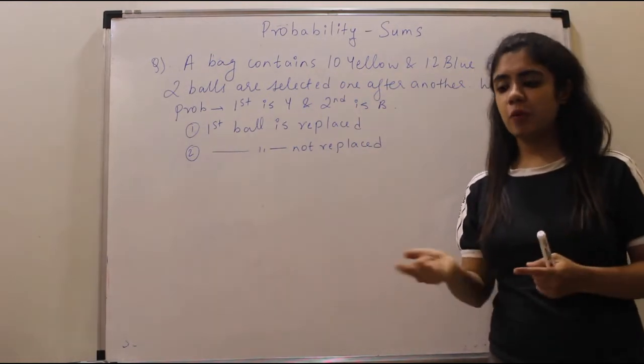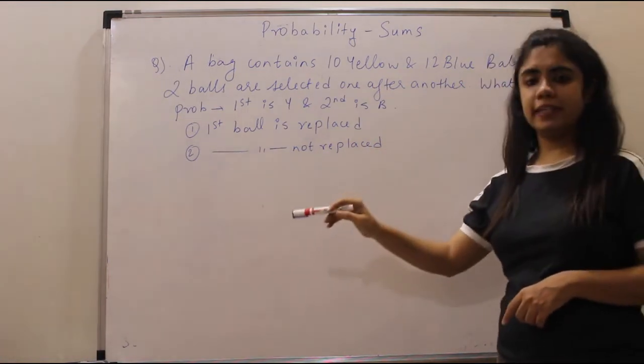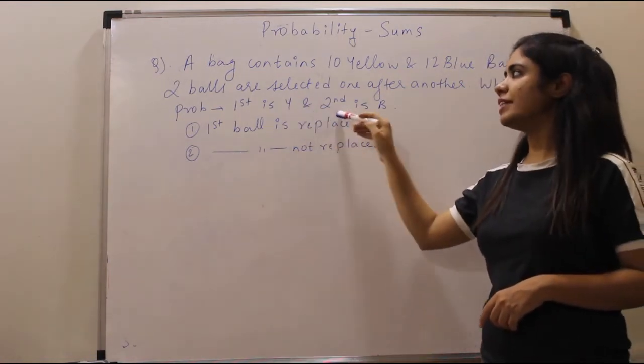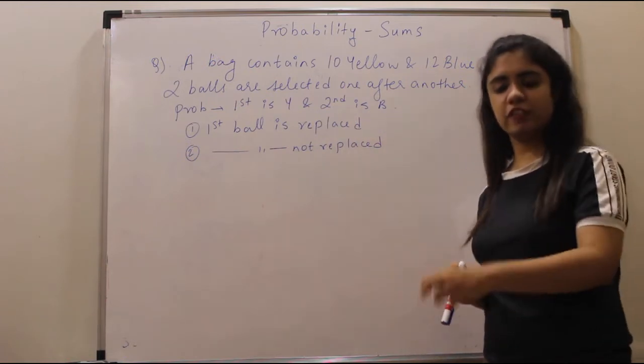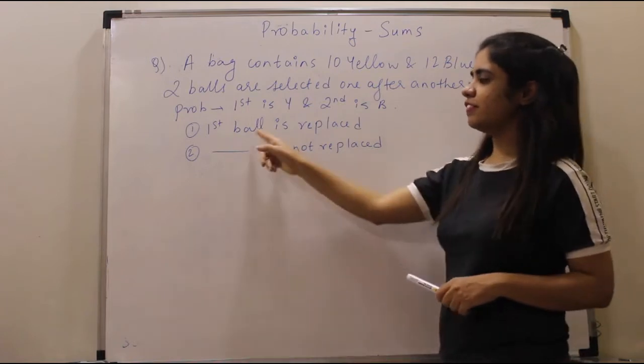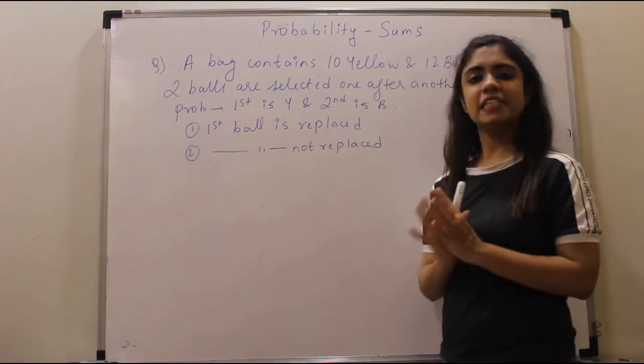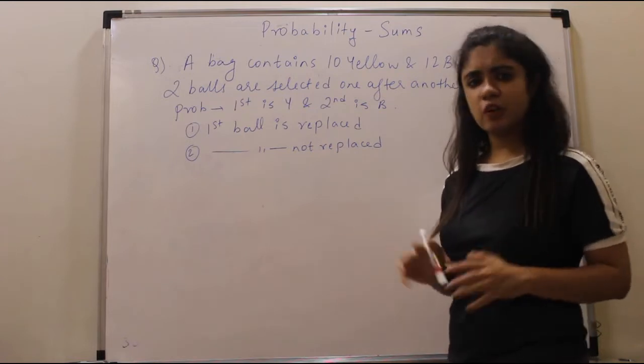You're selecting 2 balls one after another. What is the probability that the first is yellow and the second is blue? The first ball should be yellow and the second should be blue. The condition is: in the first question, the first ball is replaced; in the second question, the first ball is not replaced. Two different concepts.